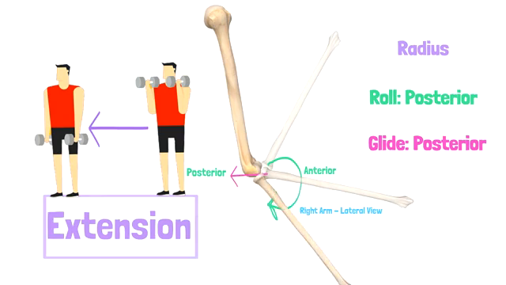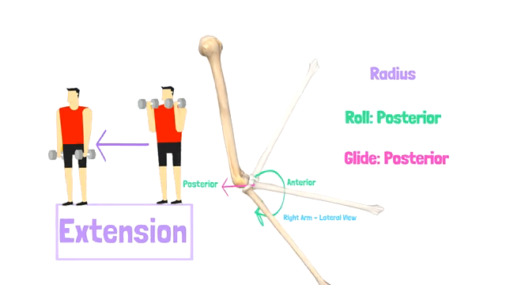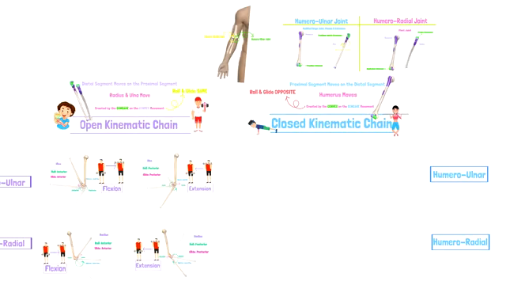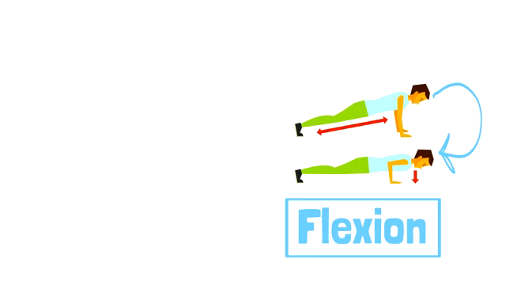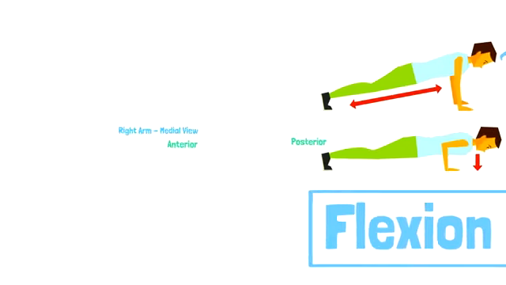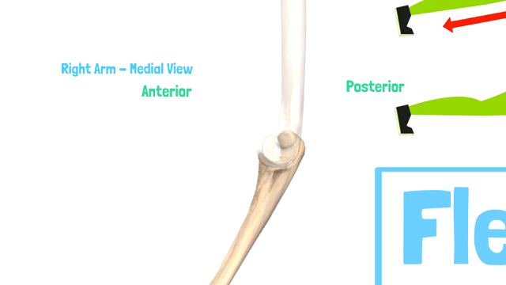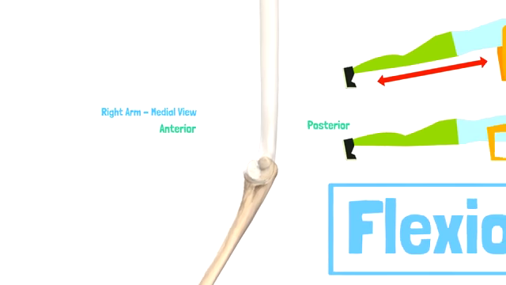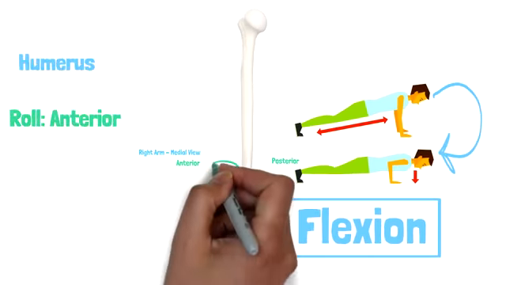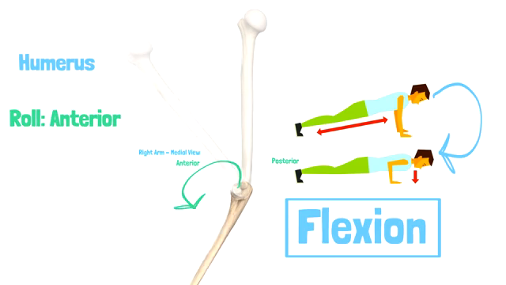Now, let's take a look at the closed kinematic chain movement. Let's examine humeral-ulnar arthrokinematics. Flexion is the first osteokinematic movement that we will look at. Since we observe a convex trochlea move on a concave trochlear notch, the roll and the glide will occur in opposite directions. With flexion, observe the humerus roll anterior and glide posterior.